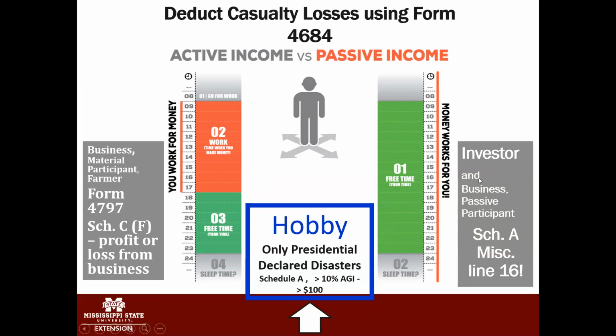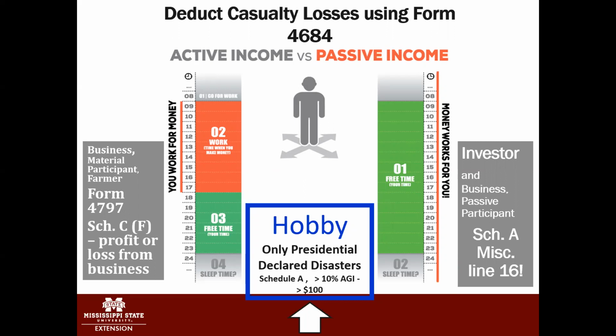Now, investors don't have to have a presidentially declared disaster. They can have a net operating loss stemming from a casualty. But because, as investors, we have to file casualties under miscellaneous itemized deductions, that would mean if you wanted to declare a casualty to trigger a net operating loss, you would have to forego the standard deduction that you would have as an investor.